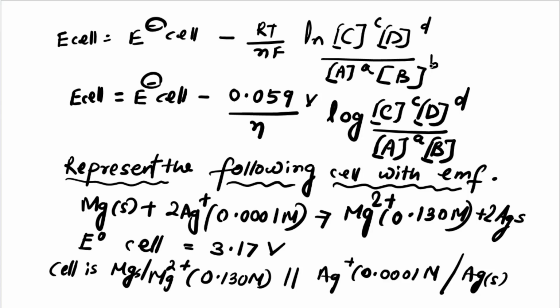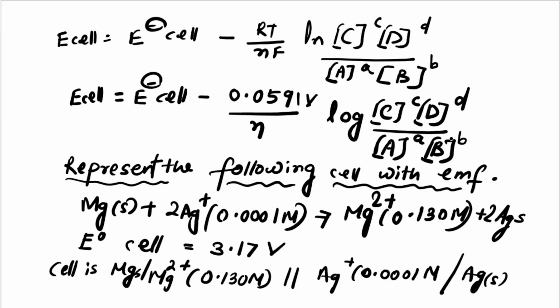Again I am telling, E cell means the electrode potential of the cell, not the standard electrode potential of the cell, equals E0 cell minus 0.0591 by n, and you can put 1 or not, log of all the things above: C molar concentration to the power c, D to the power d, A to the power a, B to the power b.